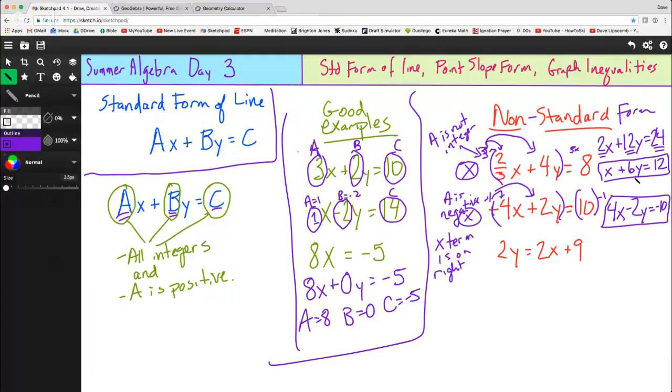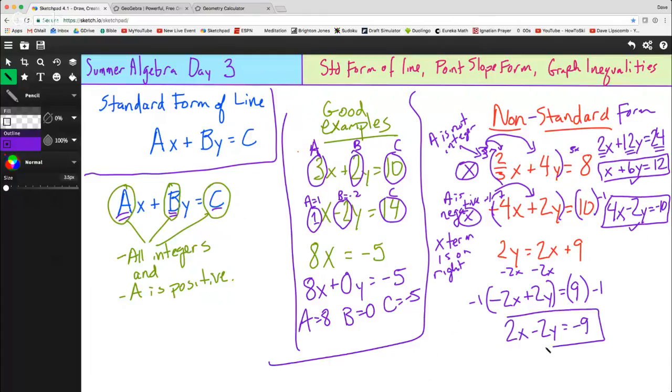So these are now correctly in standard form. And this one can be put in standard form. I'm going to subtract 2x from both sides, and I get -2x + 2y = 9. The x term is still negative, so I have to multiply by -1 on both sides: 2x - 2y = -9. And now that one's in standard form.